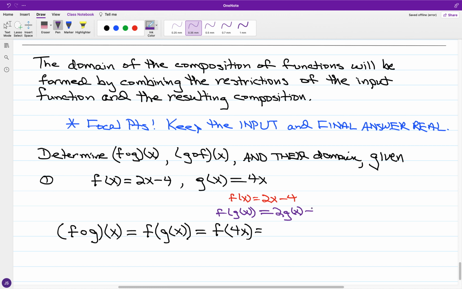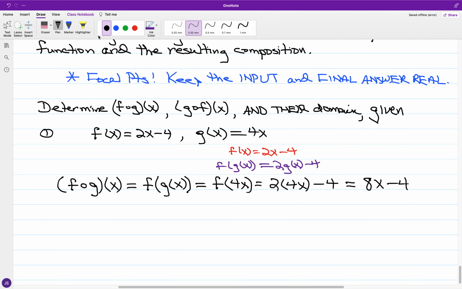And with g of x specified as being exactly 4x, this means we're going to have 2 times 4x minus 4. In this case, 2 times 4x will be 8x, and we have minus 4. And guess what? The focal points have keeping the input and the final answer real. So the input is at 4x.